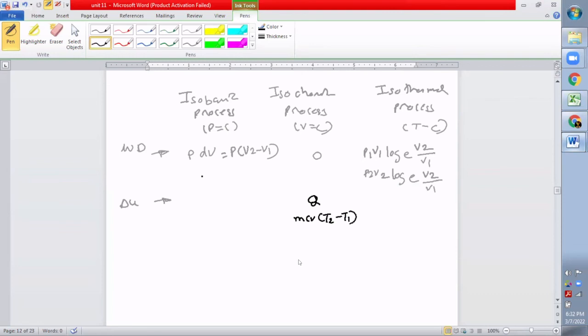So del U is equal to mCV del T, or we can say it is Q minus W, always equal to Q minus W, or U2 minus U1. You will have the value for this: we will have the values of U2 and U1, or we'll have the value of Q and also the value of W, because heat transfer will also be there and work done is also there. Remember, this is very important. In the case of the isothermal process, what is the value of del U?